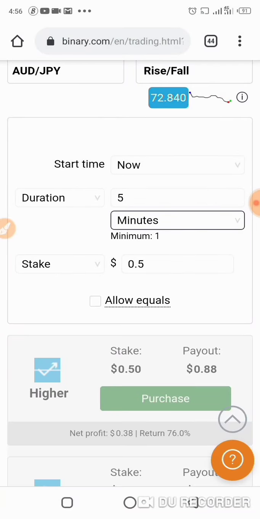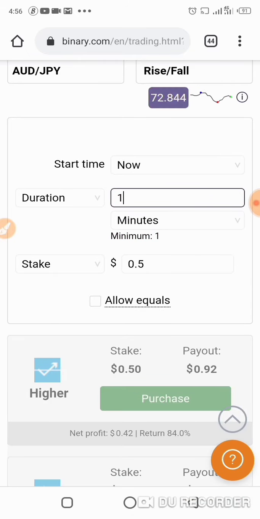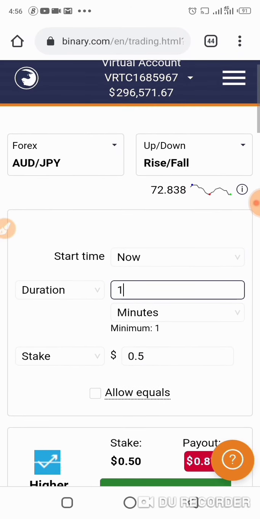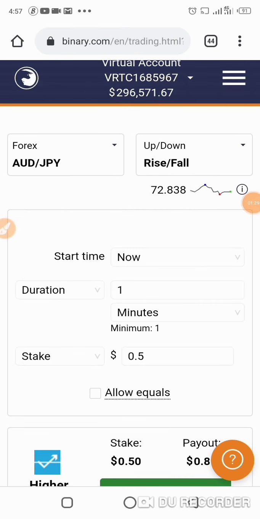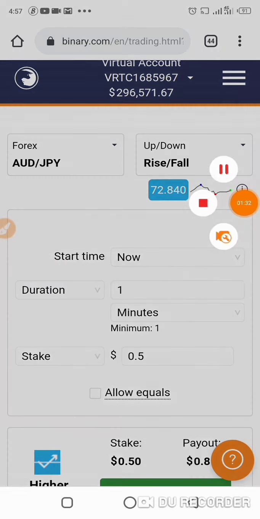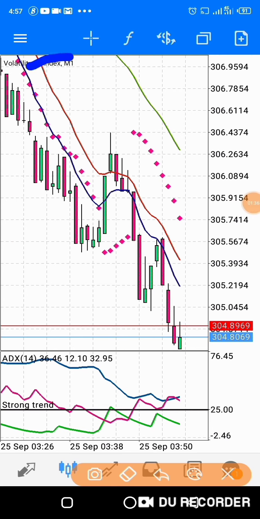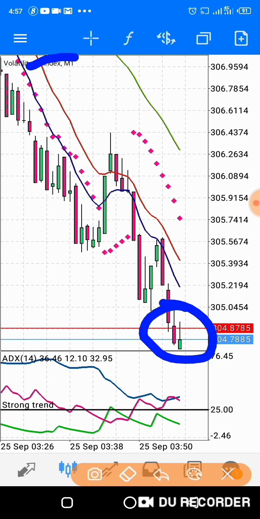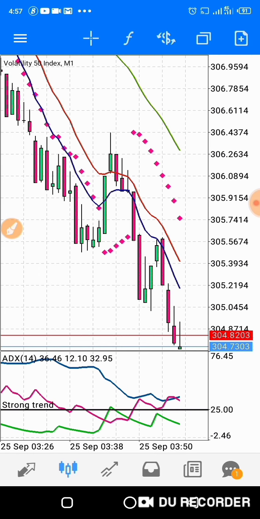Like I said, we are making use of minutes, specifically the 1 minute chart. You can see here on volatility index 50 we are having a downtrend at a particular spot, so I'll be going for a sell on the 1 minute chart.